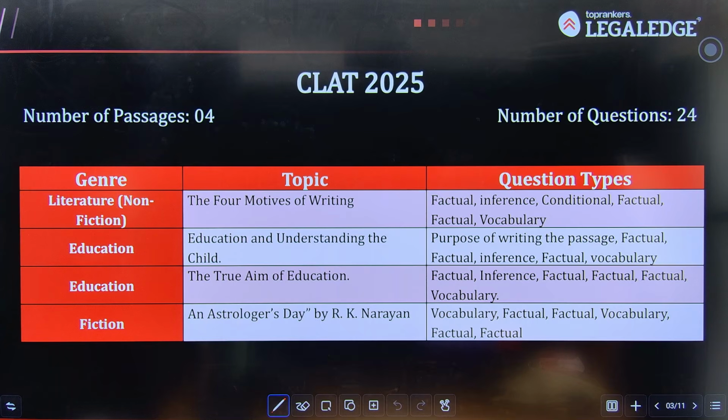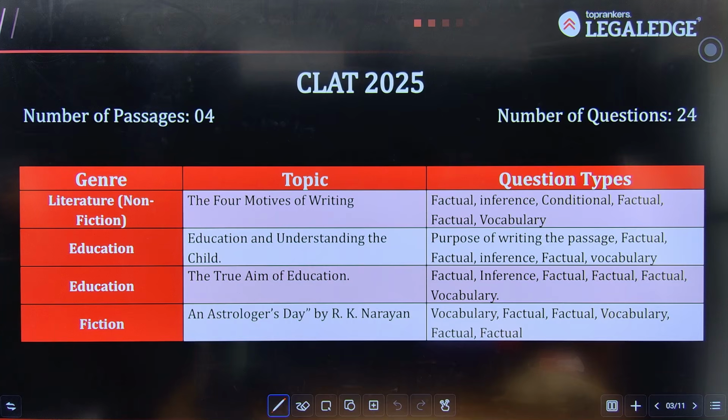Now, the third passage was around education again. The title of the passage can be The True Aim of Education. The questions were more or less factual. There were 4 questions based on facts, 1 question around inference, and 1 vocabulary-based question.